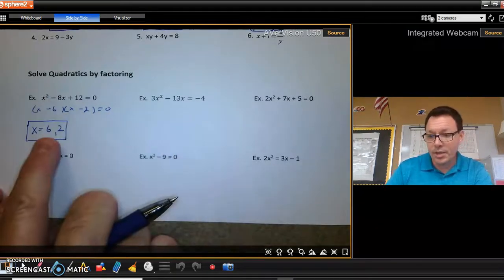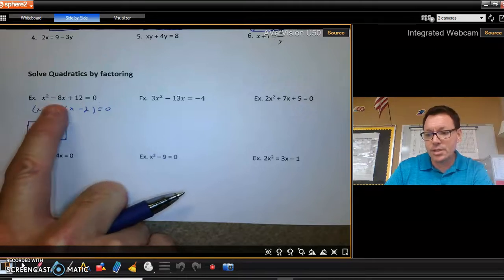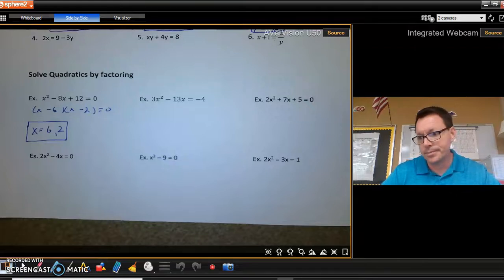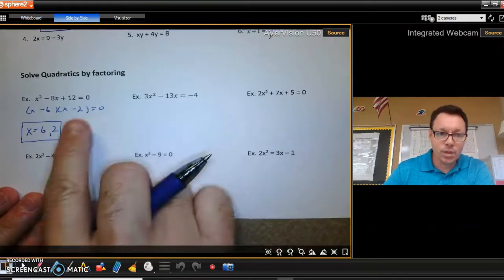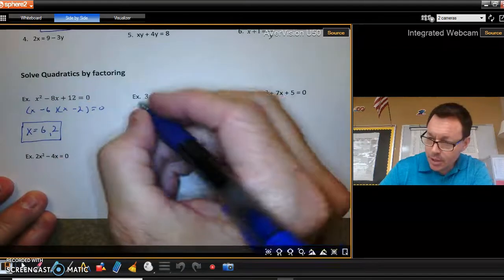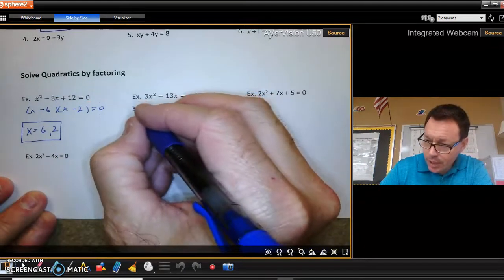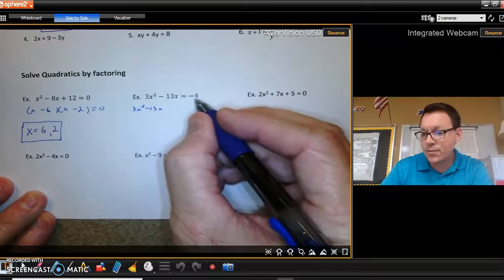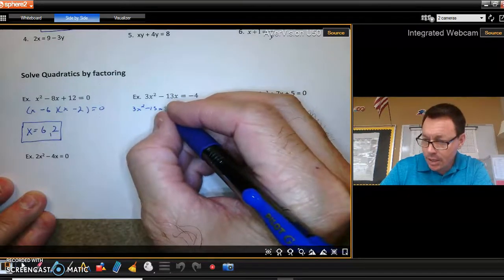You can plug them in. If you plug in a 6 right there, you're going to get 36 minus 48 plus 12, and that's going to be 0. Same with the 2. Now, for this trick to work, you have to have a quadratic that is set equal to 0. So the first thing I'm going to do on this one, 3x squared minus 13x, I'm going to bring the minus 4 to the other side and make it a plus 4.